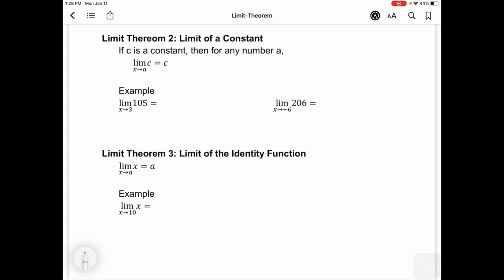Next is the limit theorem number 2. The limit theorem number 2 is the limit of a constant. So it's stated here that if c is a constant, then for any number a, we have here the limit of c as x approaches a is equal to c. Example, meron tayo dito the limit of 100 as x approaches 3. The answer na meron tayo dito is equal to the letter c, which is 100.